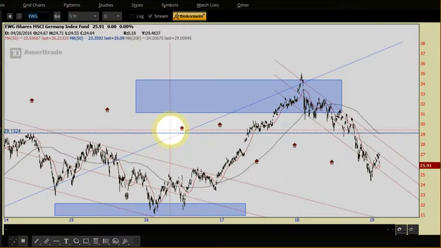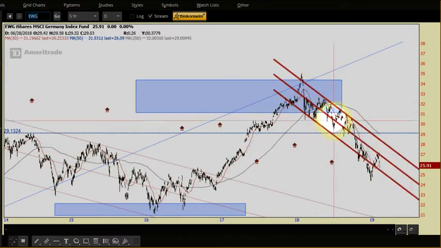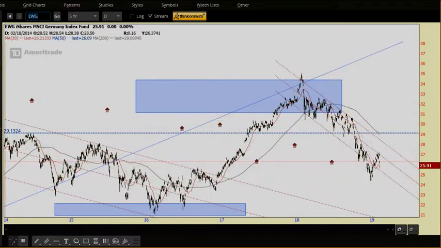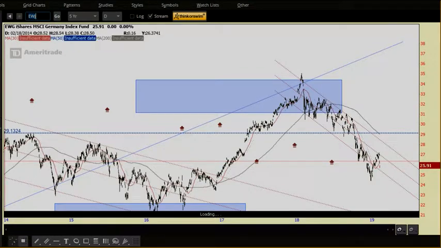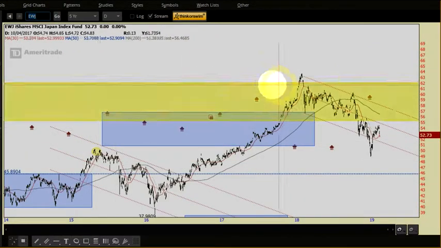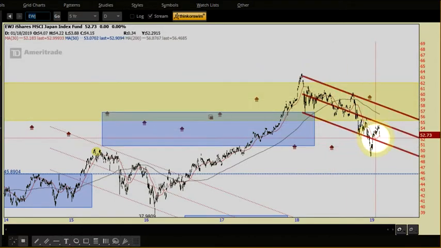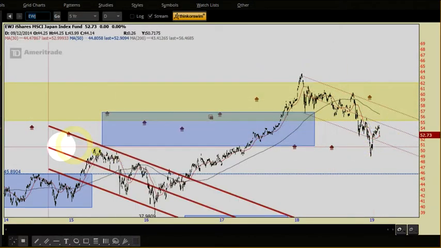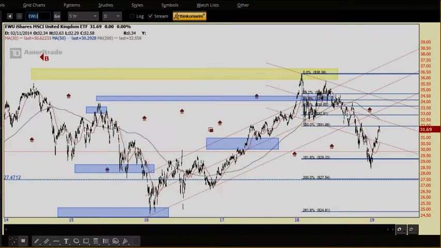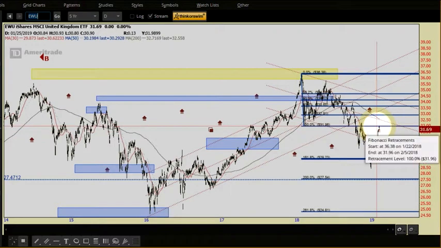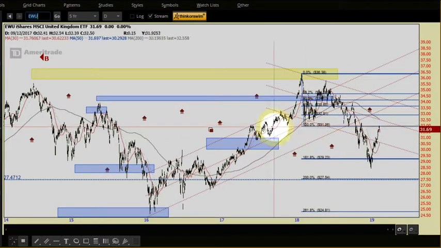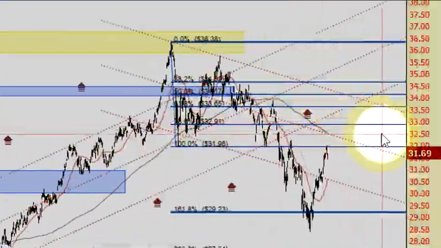Here's Germany. Just continues to fall. I mean, all these are going to look kind of similar. Japan. Looks like it wants to go lower here. The UK. The UK looks the strongest out of all the markets. Well, our market looks pretty strong. But now we're coming into some resistance here in the UK.